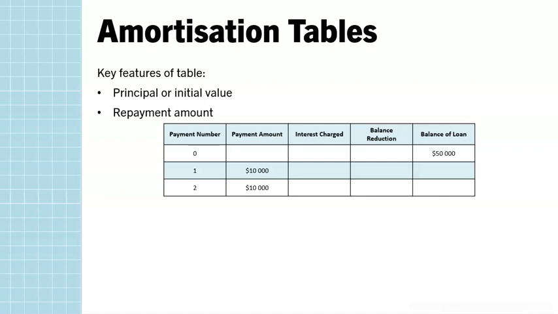Some things that you can pick up from the table: your initial value or your principal will always be the balance at payment 0. The second thing is that our repayment amount will be listed under that column, payment amount. Now, in most cases, that stays consistent throughout the entire loan. However, sometimes they do adjust that payment. So be careful that you are checking the information each time.